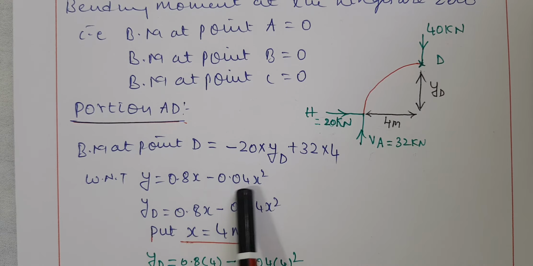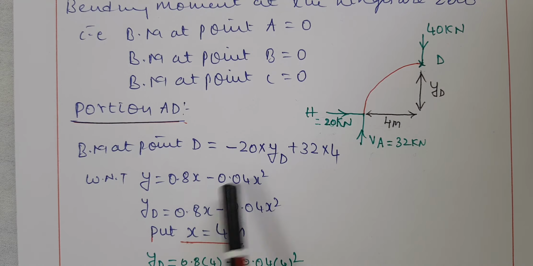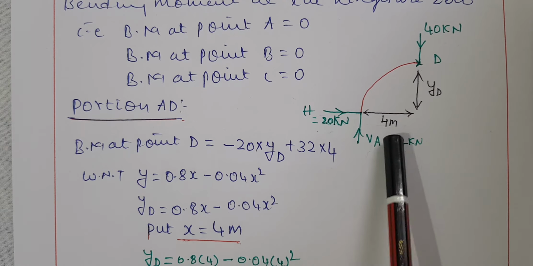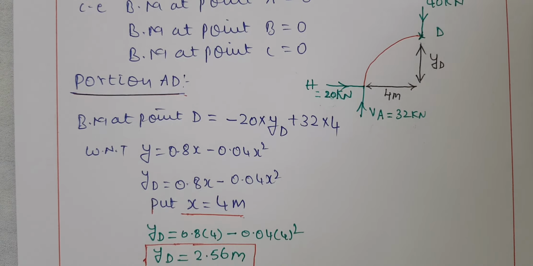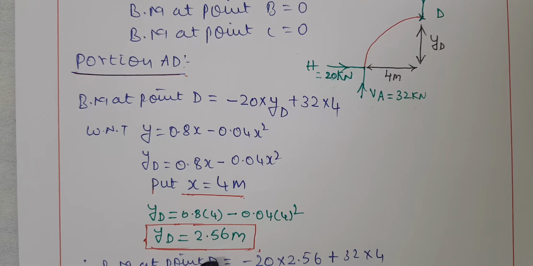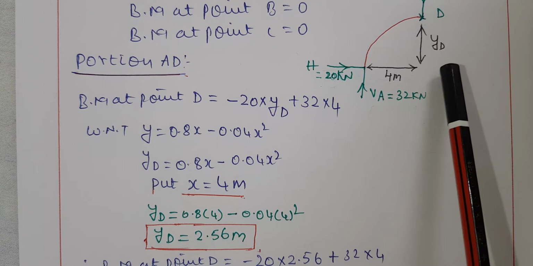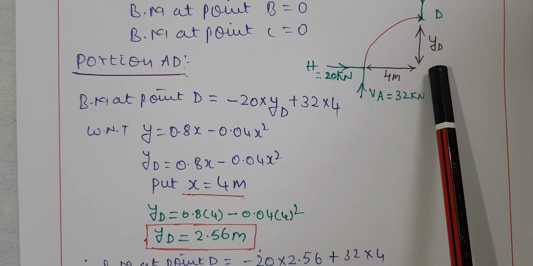If you substitute x value as 4 in the rise equation, you come to know the value of YD. That is 2.56 meter. So here, from here to here, the vertical distance is 2.56 meter.